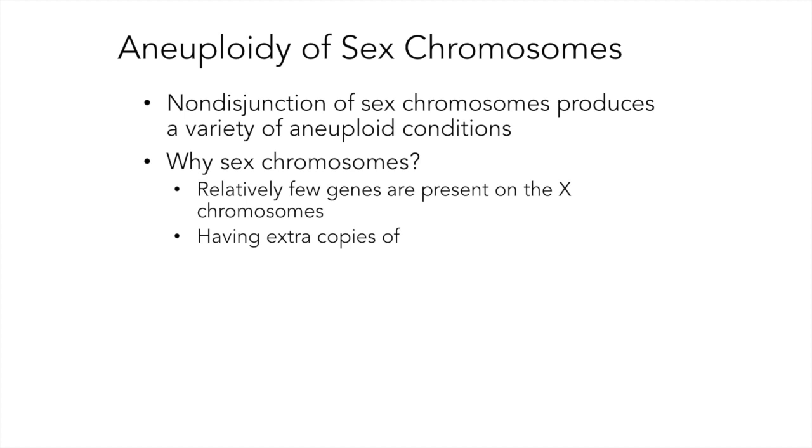So non-disjunction with the sex chromosomes produces a number of different aneuploid conditions. So why just with the sex chromosomes? As it turns out, the sex chromosomes have relatively a small number of genes. So having extra copies of an X chromosome, or not enough copies of an X chromosome, well, you have to have at least one copy.